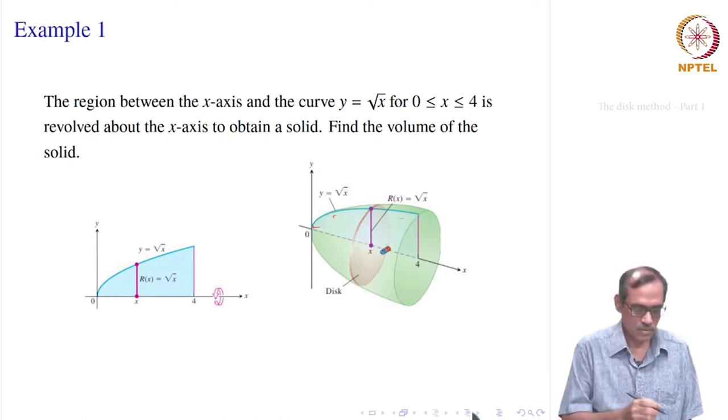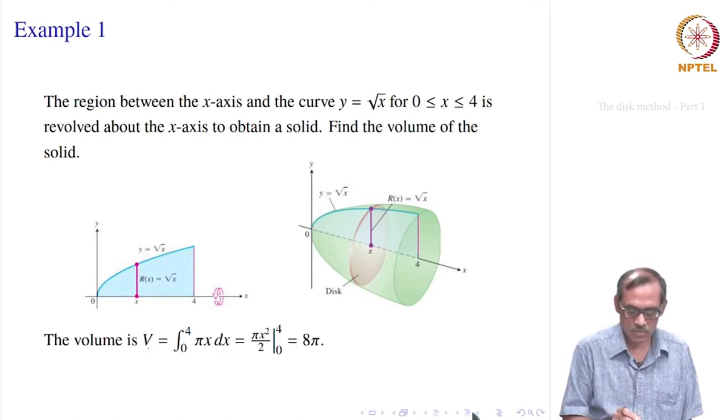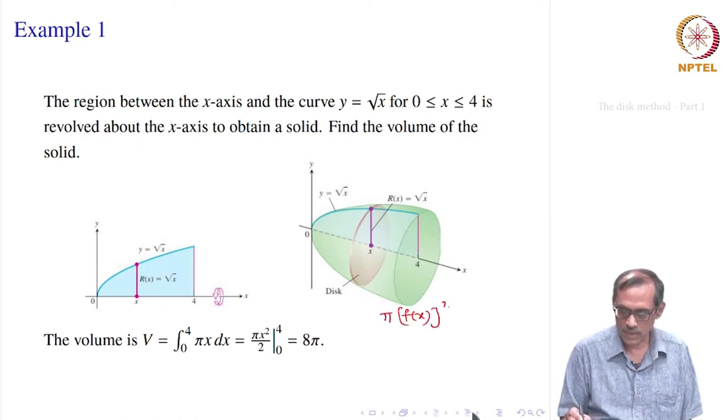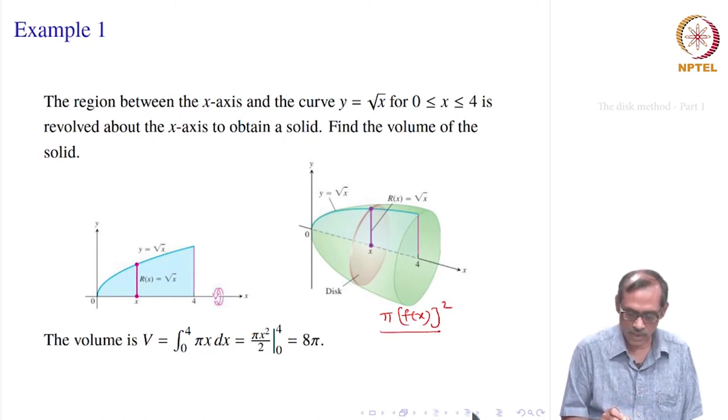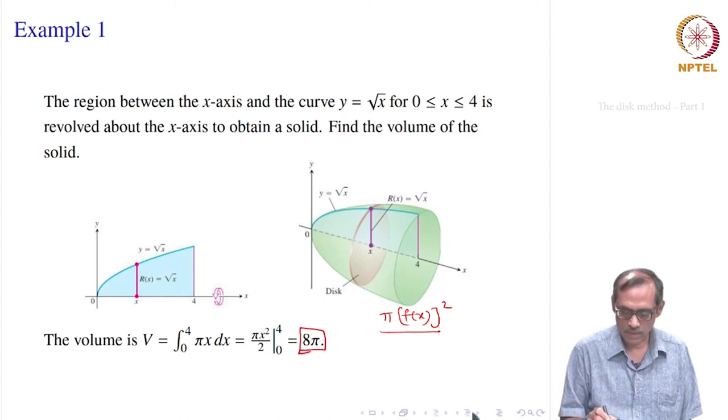So, according to our formula, the volume should be equal to the integral from 0 to 4 of pi times f of x whole square, that will be the integrand. Now f of x is root x, so its square is x, then you get the integral from 0 to 4 of pi x dx, whose integral is x square by 2 multiplied by pi and evaluated at 0 and 4. So, that gives 8 times pi. So, volume of this solid is equal to 8 pi.